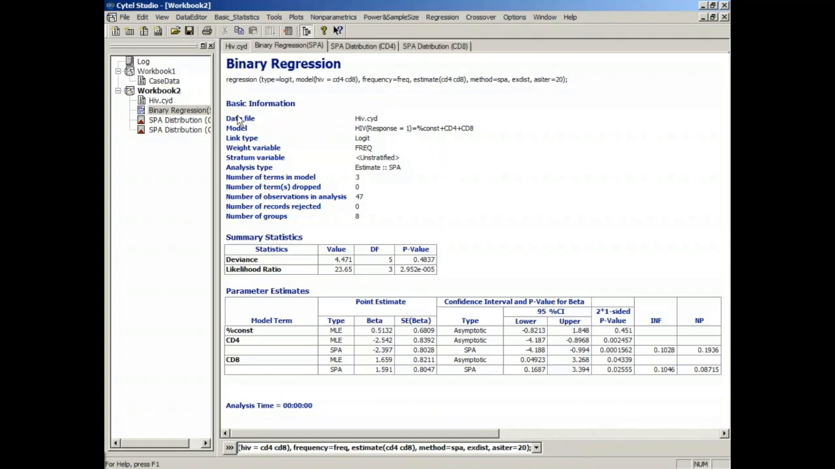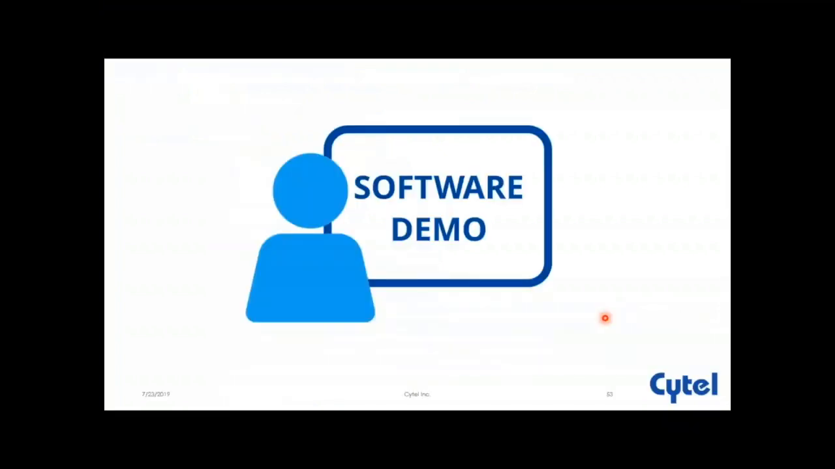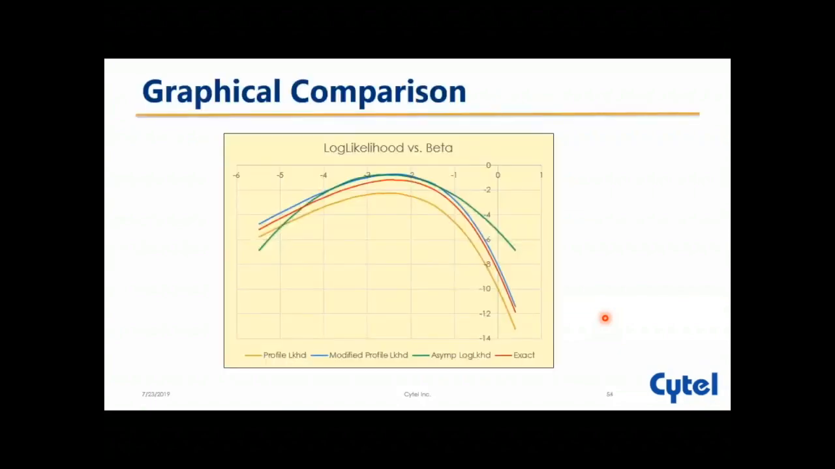Here are the input sections given in the basic information. Then there is a summary statistic for model fitting and the parameter estimation. In the parameter estimation, you can see the MLE beta and SPA beta. You can also see the standard errors, the confidence intervals, the p-values, and INF and NP, that is the nuisance parameter related values. I have already executed this example in LogXact, and I will show you the output directly here.